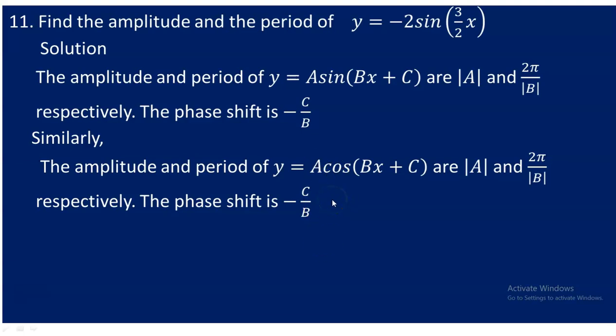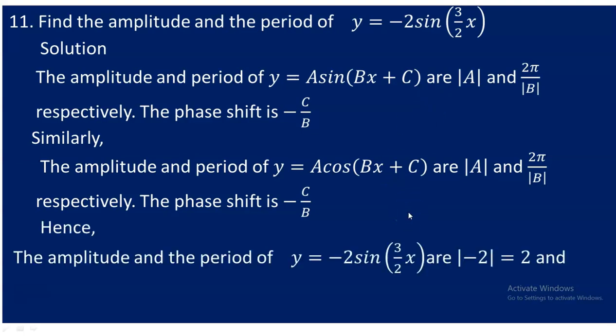So everything is simple now, a matter of plugging in the given expressions. In the case of our question, you are given that y is minus 2 times sine of 3 over 2x. So obviously a is minus 2. We need to take the absolute value of minus 2, which is 2. So the amplitude, the maximum distance of points on this function from the x-axis, is going to be 2.